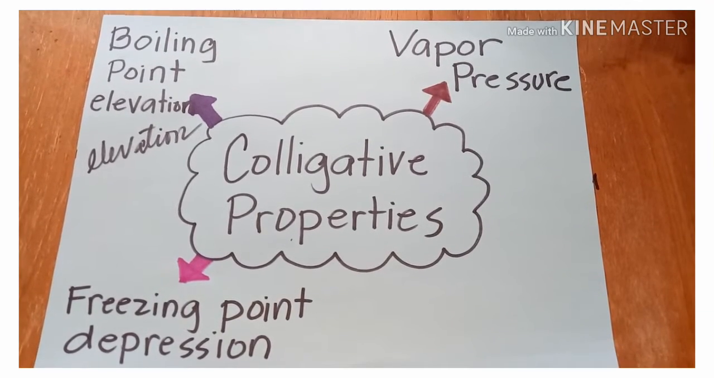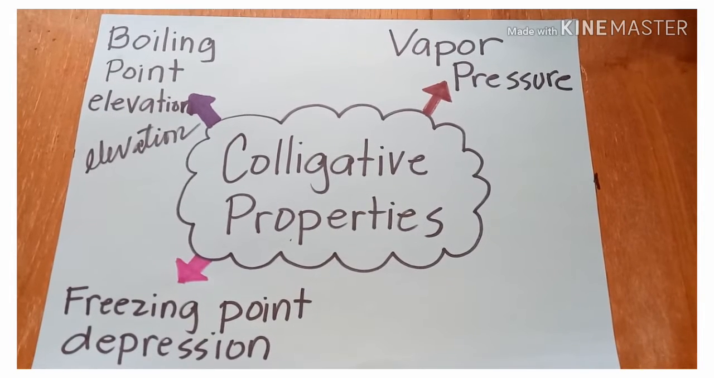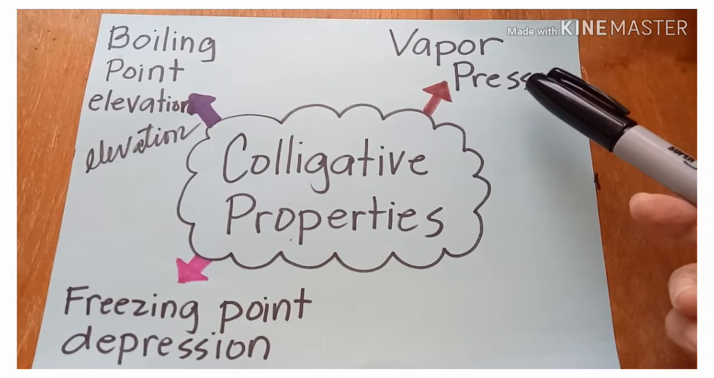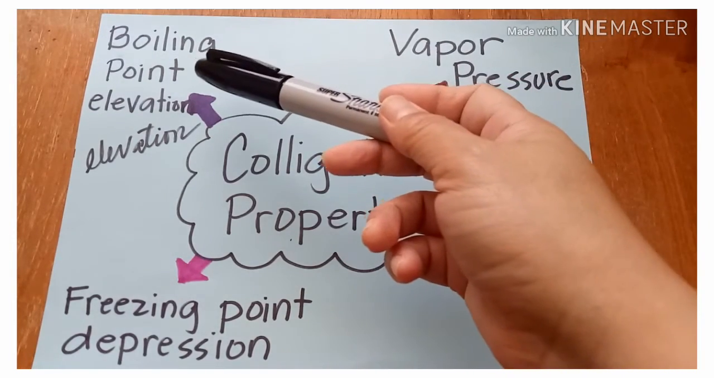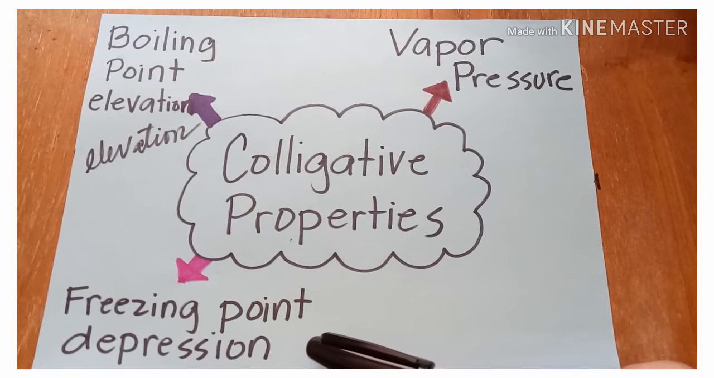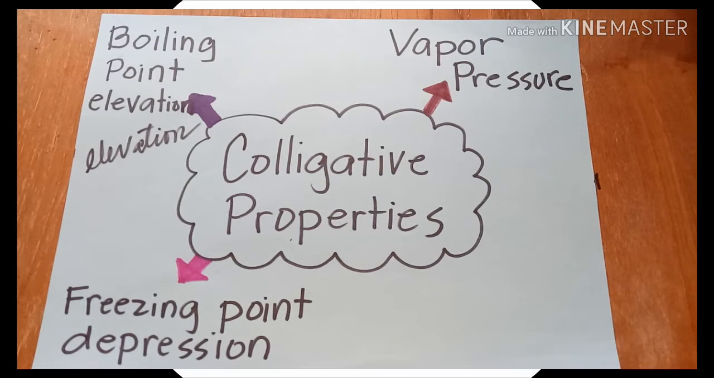Colligative properties are those which depend only on the relative amounts of solutes and solvent of a solution. The following are examples of colligative properties: we have vapor pressure, we have boiling point elevation, and then freezing point depression.